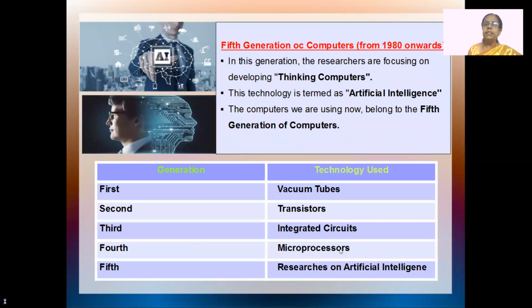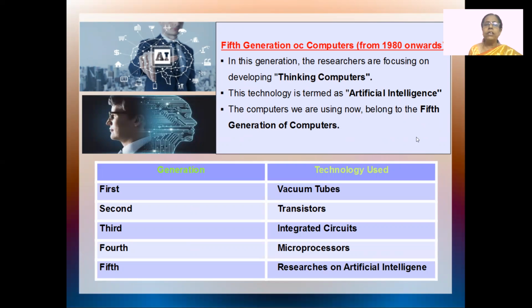The fifth generation computer. Which generation are we living in? We are living in the fifth generation. It starts from 1980 till today. So in the fifth generation computer, what are the researchers doing to develop the computer? They are focusing on making the computer a thinking computer to work on its own without the help of human assistance. That's why they're called thinking computers.